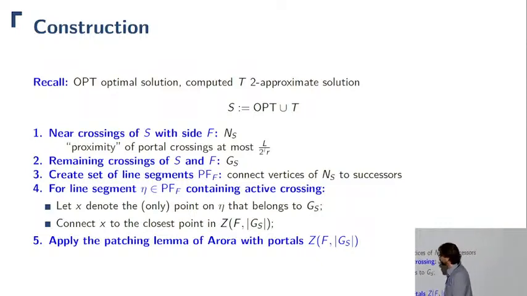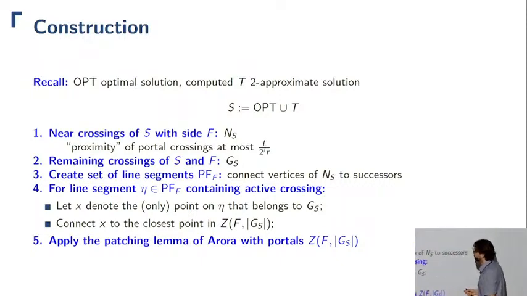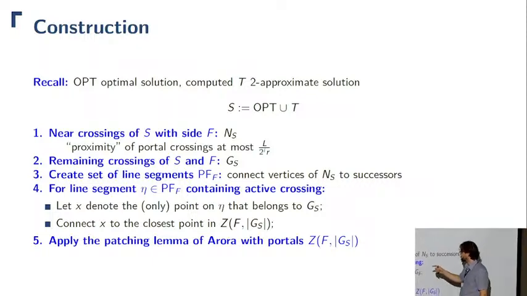Then step 4 is like this: this is a set of line segments, and eta is now one line segment among those. And this now contains an active crossing.